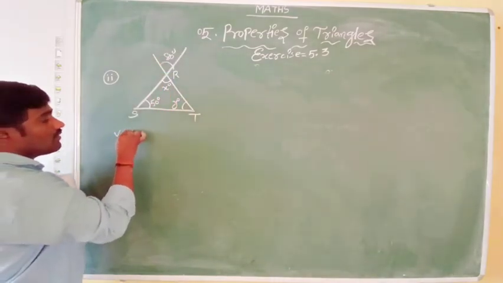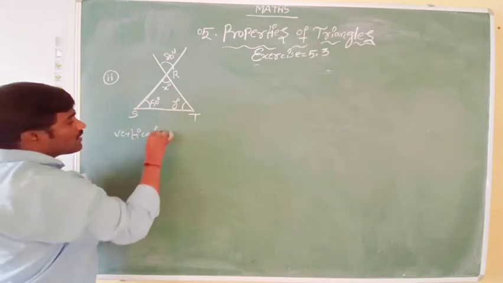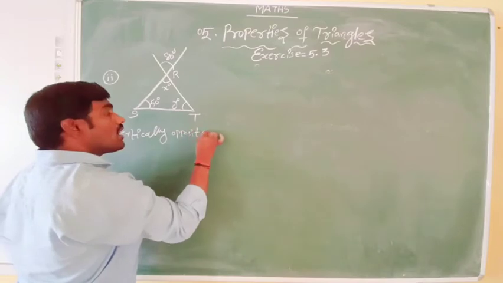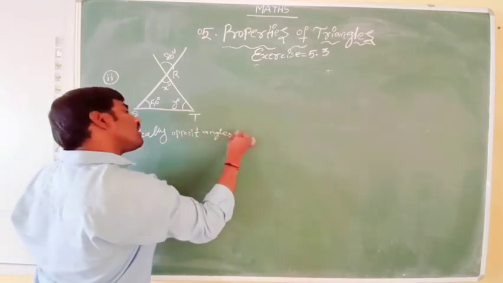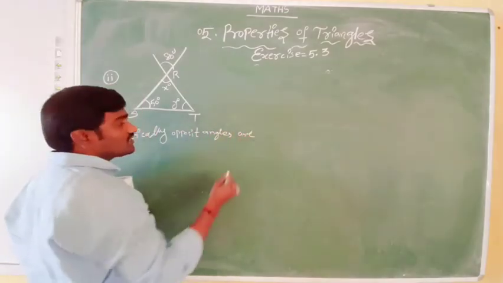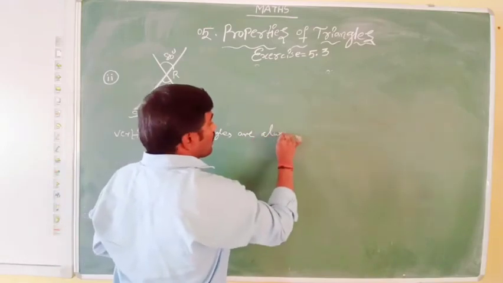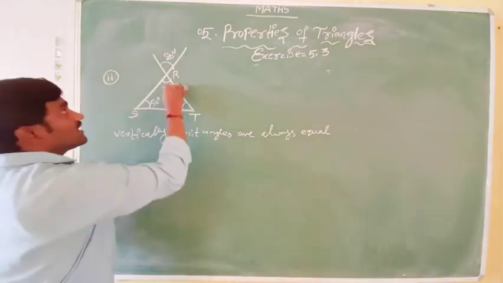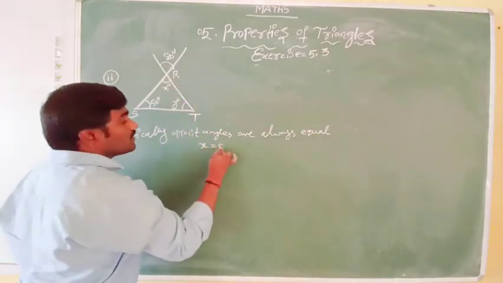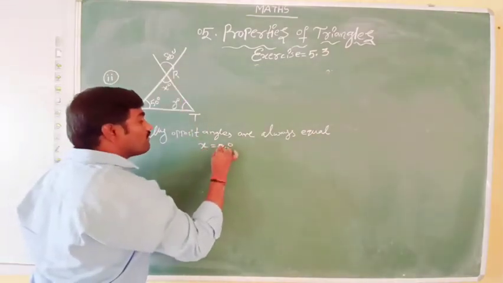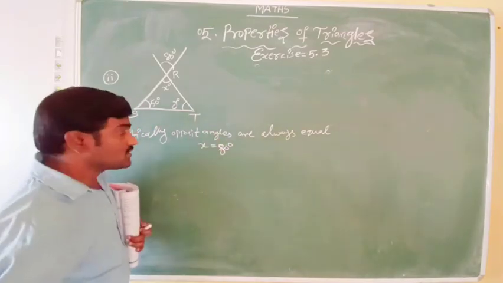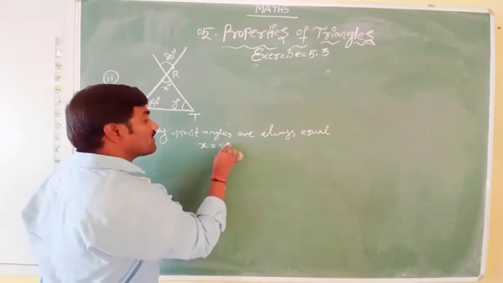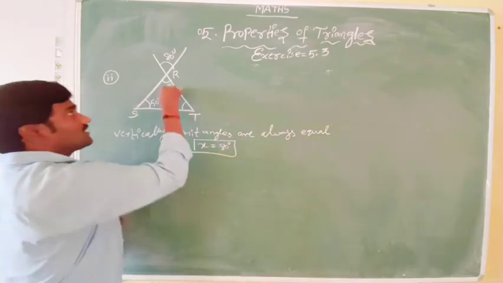Okay. Vertically opposite angles are always equal. So I can say that here x equals 80 degrees because these two are vertically opposite angles. Here x equals 80 degrees. Here x and 80 degrees are vertically opposite angles.